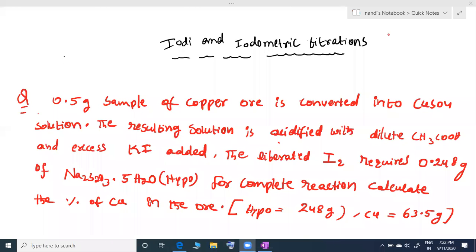Iodometry and iodometric titration. This is one of the special cases of titrations, and in these reactions also, the actual reaction inside is a redox reaction. We'll see where we are using how many types of reactions. So here, iodometric titration is of two types: one is iodometry, the other one is iodometric titration. How to solve this question, we'll see after the end of this class.